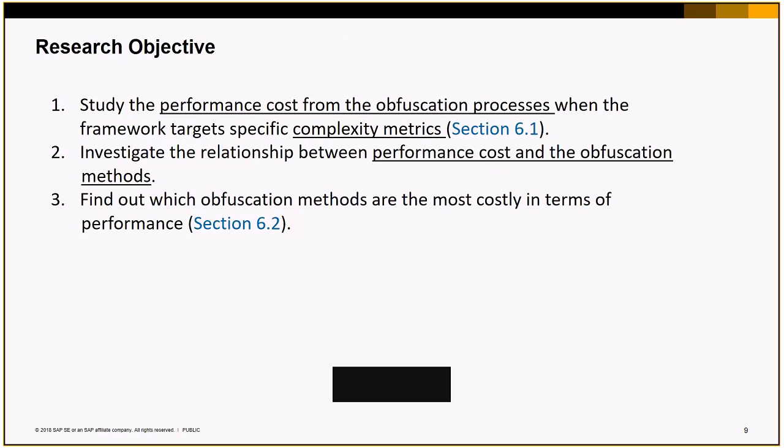Coming back to the research objective. So we saw obfuscation, complexity, and performance. The objective of this research is to study the performance cost of different obfuscation in relation to the complexity metric that each obfuscation achieves. And then finally, find out the obfuscation methods which are most costly in terms of performance.